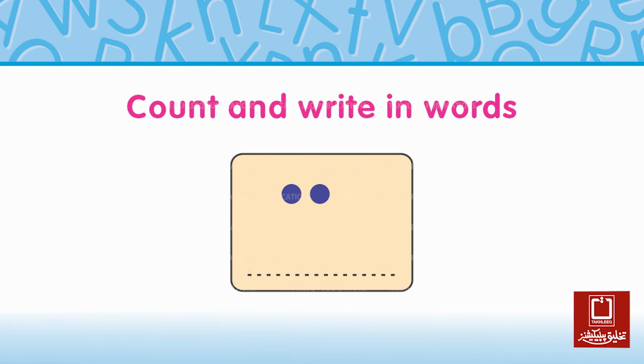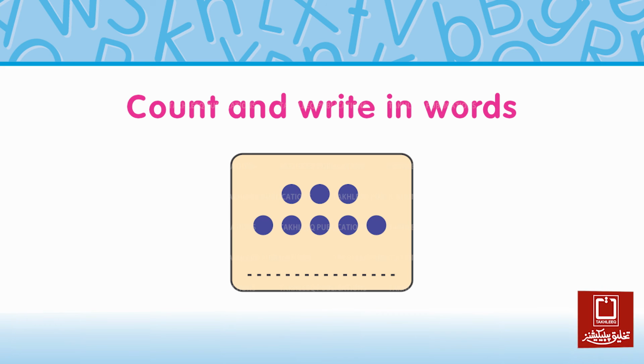1, 2, 3, 4, 5, 6, 7, 8. Here are 8 dots. The spellings of 8 are E, I, G, H, T. 8. So we write here E, I, G, H, T.